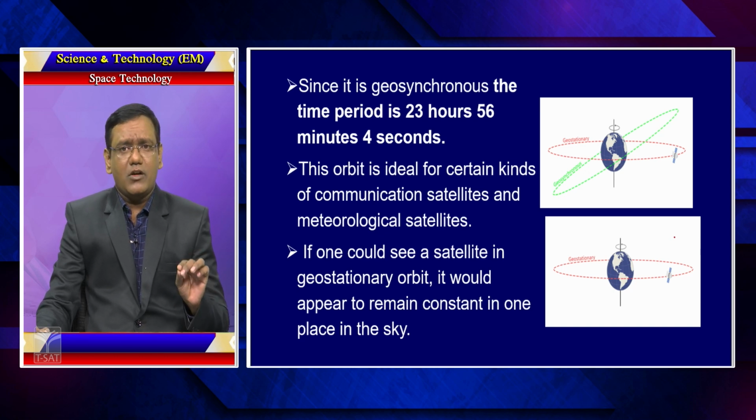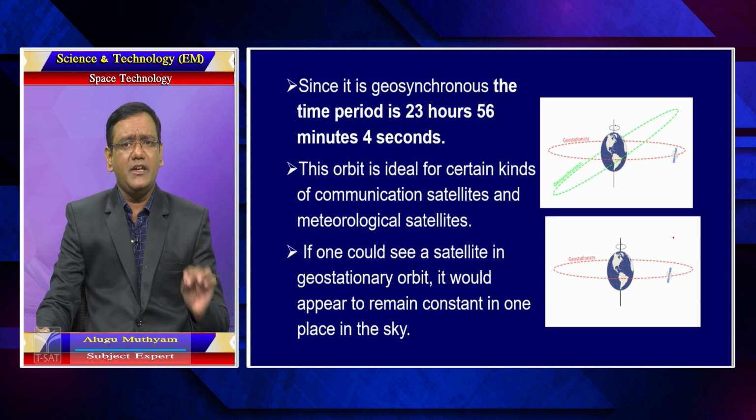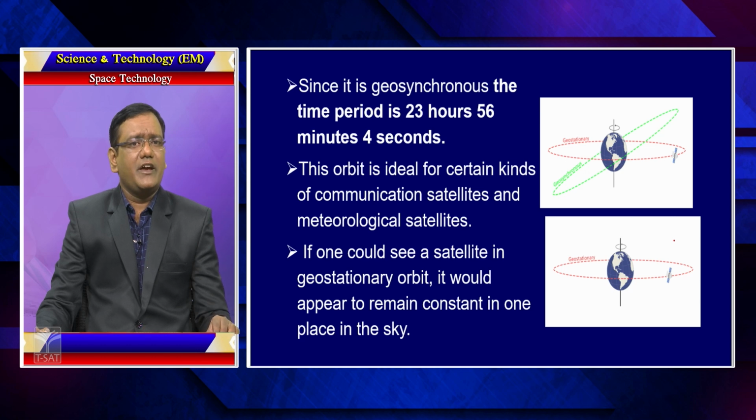Since it remains constant, it is easy to send signals and also easy to receive signals from a particular place, from a particular region. So for that reason, we use this orbit for satellites that are used in telecommunication. So simply we can say that for telecommunication we will use the geostationary orbit.